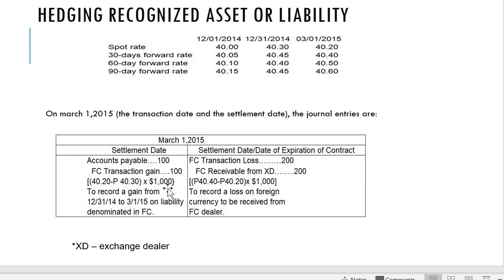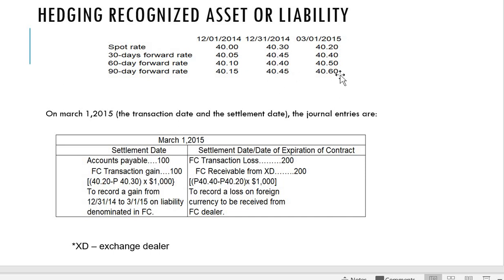Okay? And also for our hedge instrument, take note that our hedge instrument is a receivable. At the date of settlement, we use the spot rate, that is 40.2. At the date of settlement, both the hedge item and the hedge instrument will use the spot rate. But on December 31, we'll use 40.4, the 60-day forward rate.